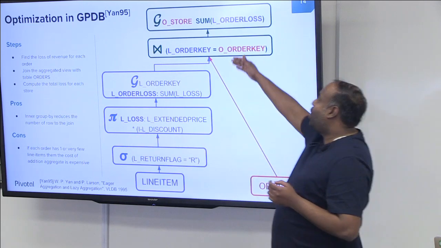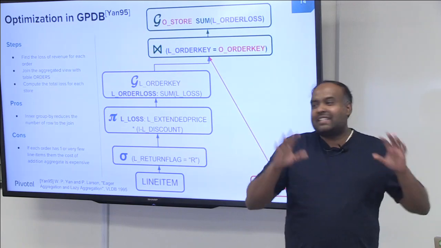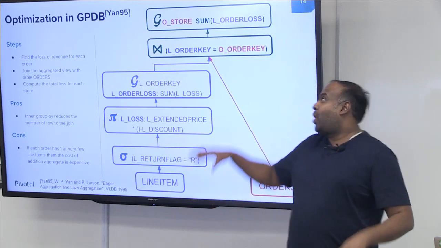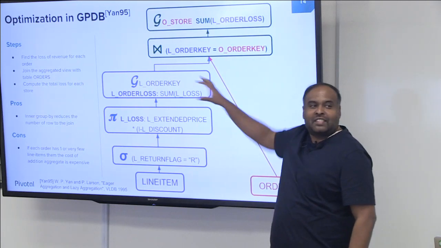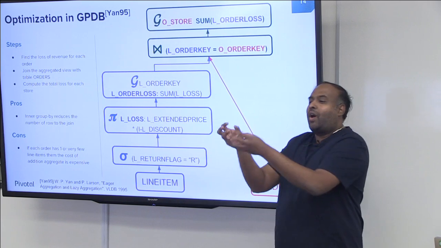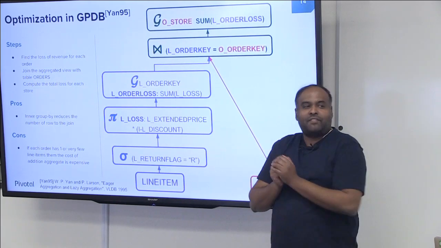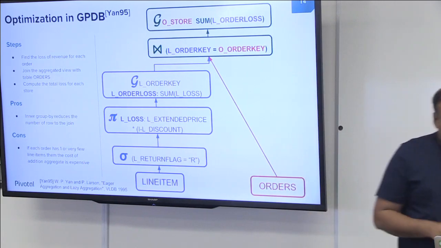And then you join it with the order key. That means everything is happening locally on a segment. You don't have to shuffle anything. And then you join it on the order key, and then suddenly you already have the sum of individual order losses, and then you aggregate them by the store. So it's a very simplistic idea, and it gives a lot of money for the effort.